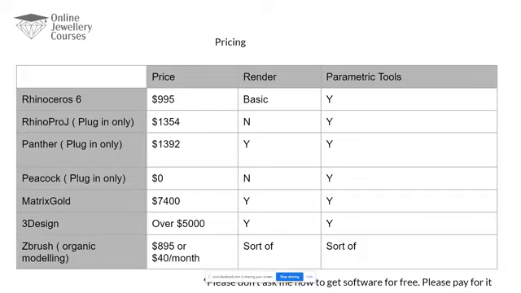In terms of ZBrush being parametric, it's not really parametric because ZBrush is just for organic modeling. Once you've made something, you can go back, but parametric and organic modeling don't really go together.